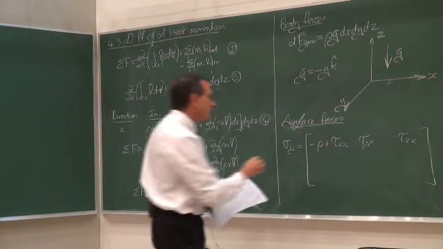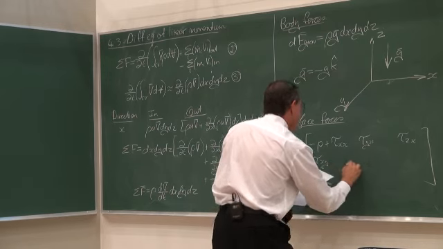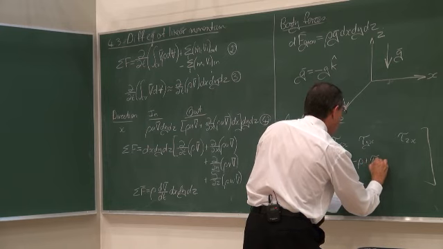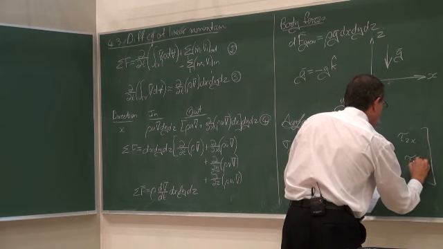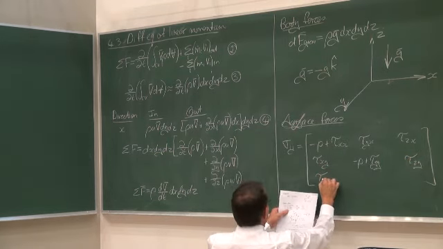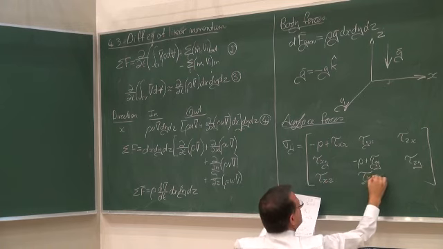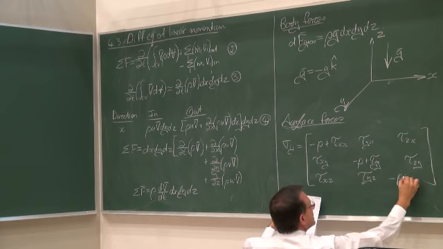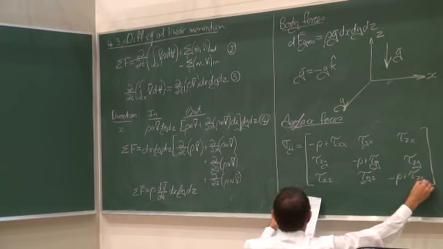That is the first line, and the second line is tau xy. This one is equal to minus p plus tau yy, that one tau zy, this one tau xz, tau yz, and then minus p plus tau zz.